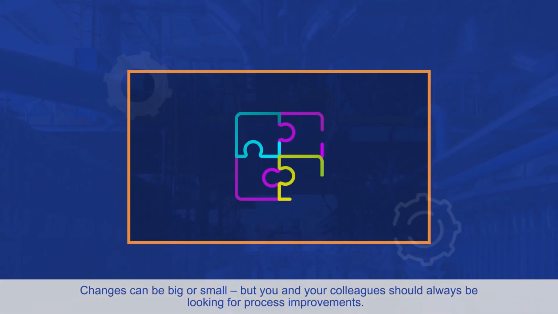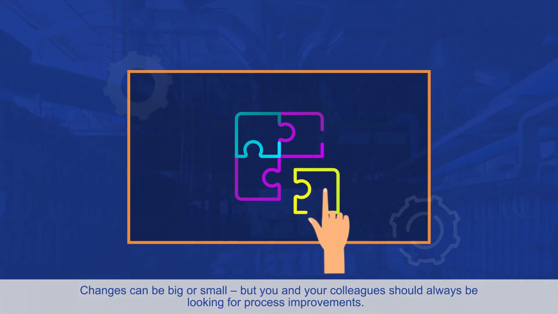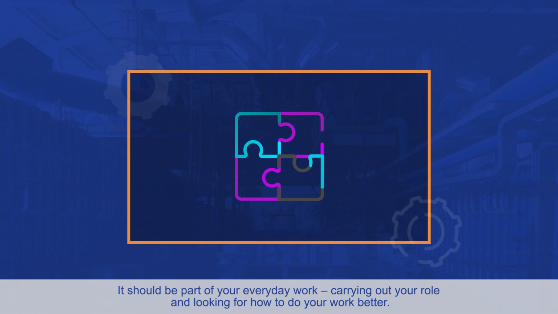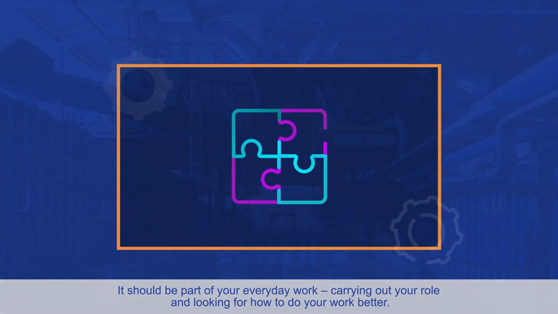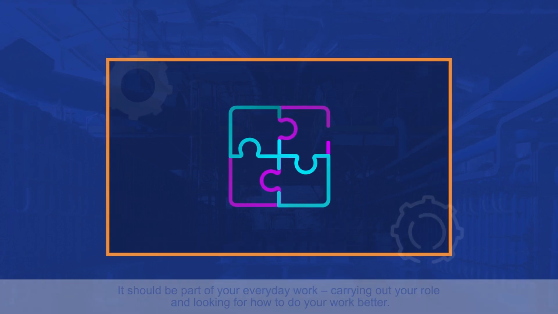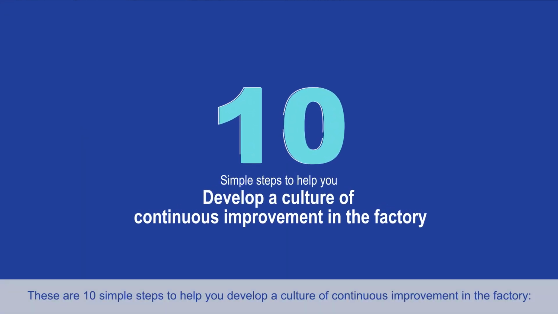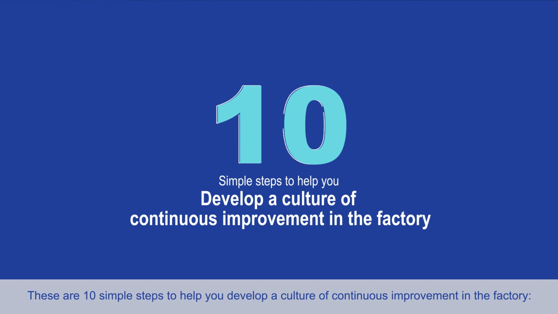Changes can be big or small, but you and your colleagues should always be looking for process improvements. It should be part of your everyday work, carrying out your role and looking for how to do your work better. These are 10 simple steps to help you develop a culture of continuous improvement in the factory.